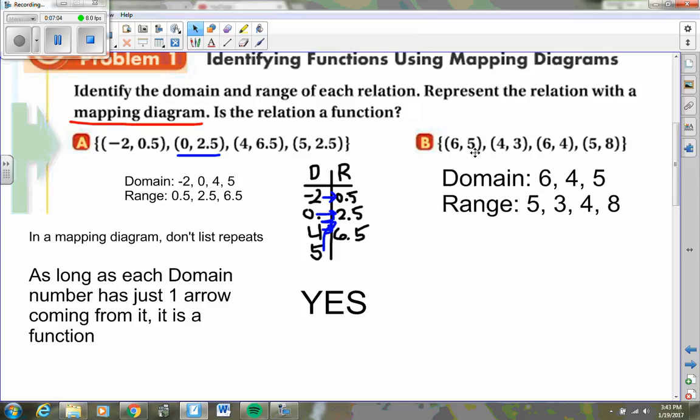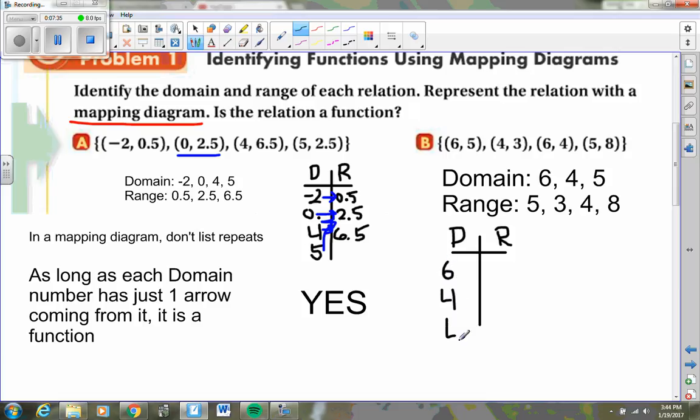Right here, our domain is 6, 4, and 5. I don't have to list the repeated 6 again. 6, 4, 5 are my different domain numbers. My range numbers are 5, 3, 4, and 8. No repeats there. Again, I'm going to make a mapping diagram now, which again looks like a table of values. Domain, range. Okay, my domain numbers, as I mentioned, 6, 4, 5. My range numbers, 5, 3, 4, 8.